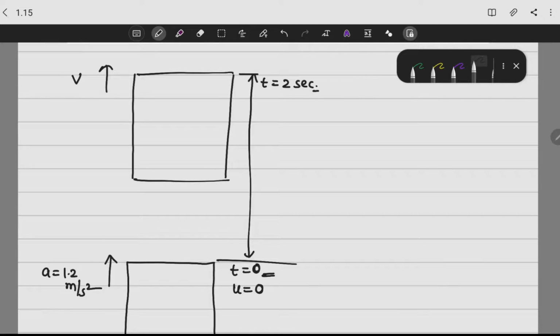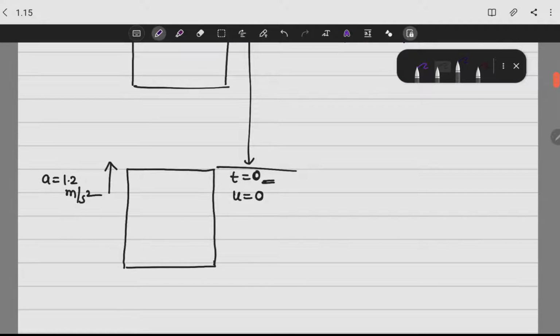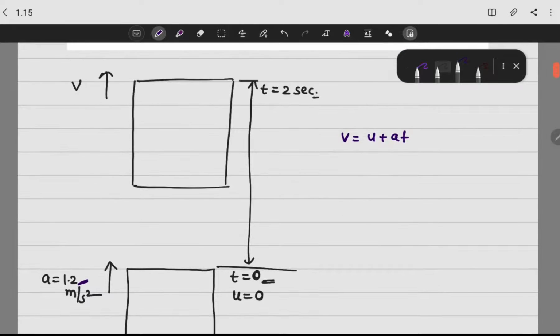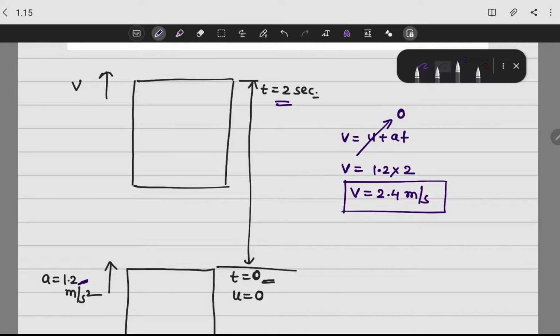So from the equation of motion, we can find the velocity of the elevator car at t is equal to 2 seconds. We can write v is equal to u plus at for constant acceleration, and we know that the elevator is moving in the upward direction with a constant acceleration of 1.2 meter per second square, and the initial velocity is equal to 0. So with acceleration 1.2 and time taken 2 seconds, we can find the velocity as 2.4 meter per second. This is the velocity the lift has gained in 2 seconds.